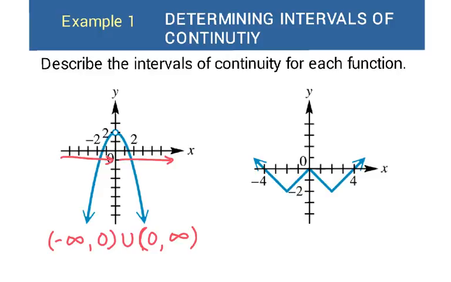Now on this next graph, notice we draw this graph and we can do it without lifting a pencil. So if that's the case, then it is continuous over its whole domain, and that just means all real numbers, which in interval notation is negative infinity to infinity. Okay, so I hope that helps your understanding of what you're going to be doing in your homework.